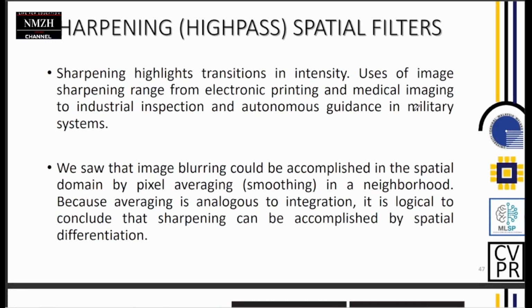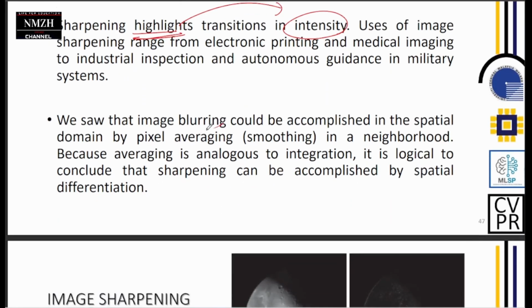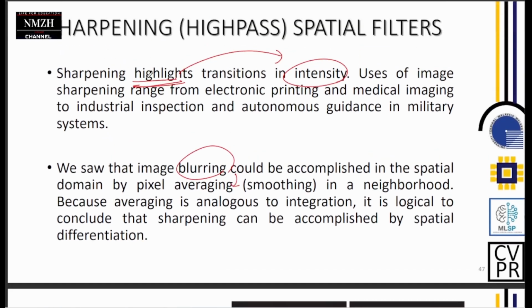Okay, sharpening uses a high pass filter. Sharpening highlights the transition in intensity, so that is the keyword here. Image sharpening is used in electronic printing and medical images. Basically, they try to push up the high intensity as much as they can. Blurring happens in averaging, but sharpening is done in order to highlight the transition.